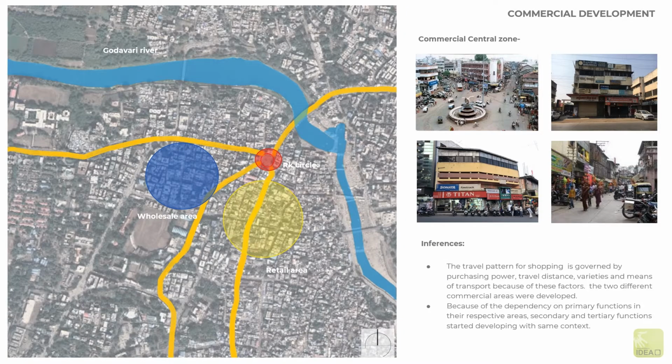Commercial district was formed at Ravivar Karanja in the old core of Nasik. The travel pattern for shopping is governed by purchasing power, travel distance, varieties and means of transport. These factors govern the development of two commercial areas. This junction is the main connecting junction for the retail and wholesale area.